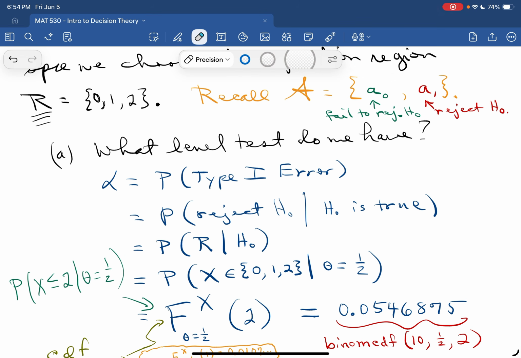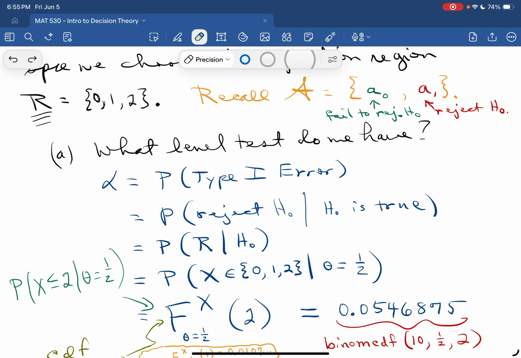And so in the TI calculator, the command is binomcdf. You can access it by clicking the second button and then clicking the vars button. And then above the vars button is DISTR, which stands for distributions. And then you just tab down to where you find binomcdf and you enter what you see here. Okay, so what we get is 0.0546 and some change. That is the significance level of this test.